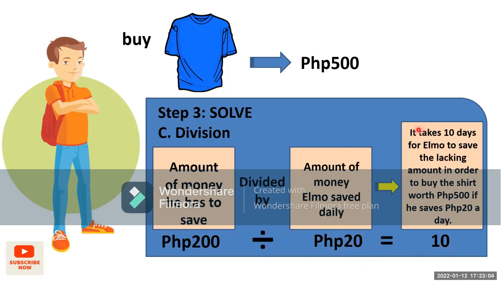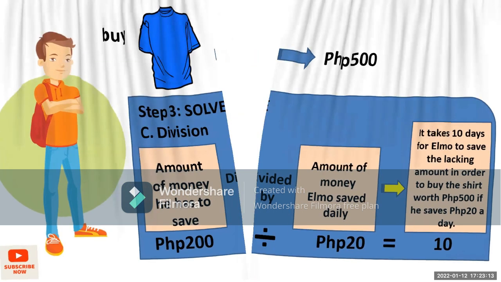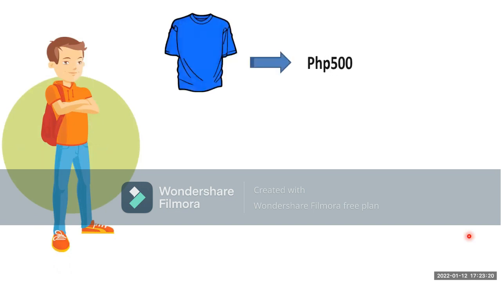So it means it takes 10 days for Elmo to save the lacking amount in order to buy the shirt worth 500 pesos if he saves 20 pesos a day. So it means Elmo has to save 20 pesos a day within 10 days in order to buy this shirt that costs 500 pesos.